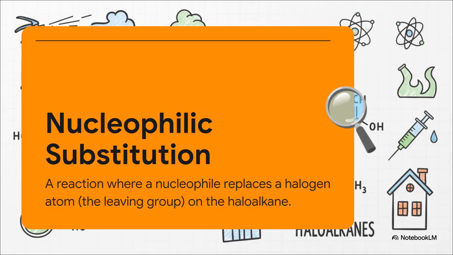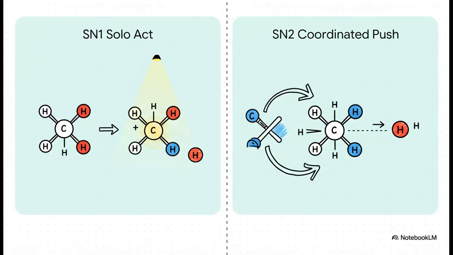So one group comes in, another group leaves. Sounds simple, right? But here's the twist. It turns out this whole swap can happen in 2 completely different ways. Let's frame this as the SN1 versus the SN2 showdown.